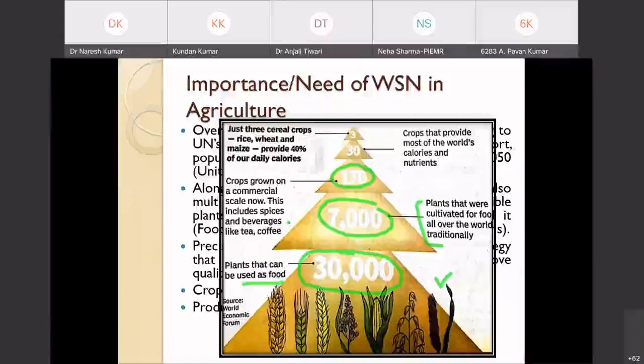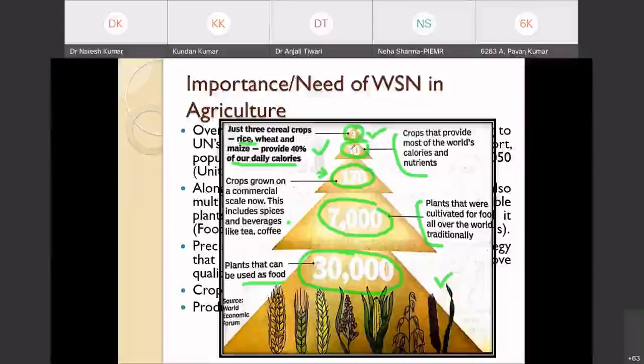And 30 crops provide most of the world's calories and nutrients. Now we don't know how many crops we are going to cultivate in India, but there are three major crops which are used across the world: rice, wheat, and maize, which provide 40% of our daily calories. And most of the farmers are focused on these three, but there are so many other advantages.